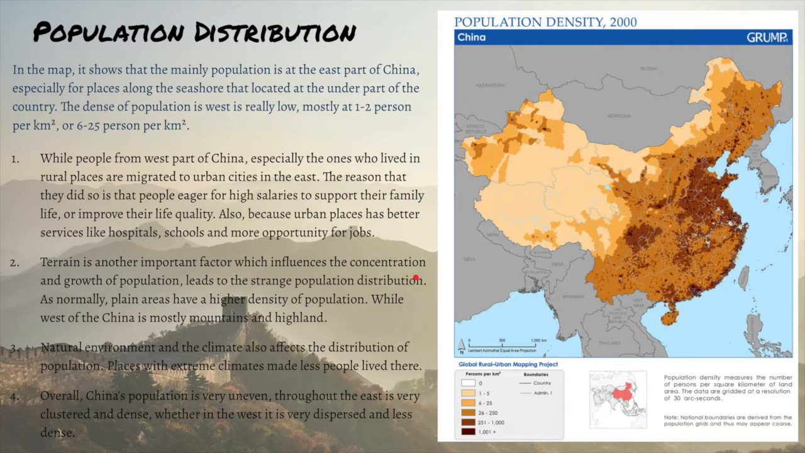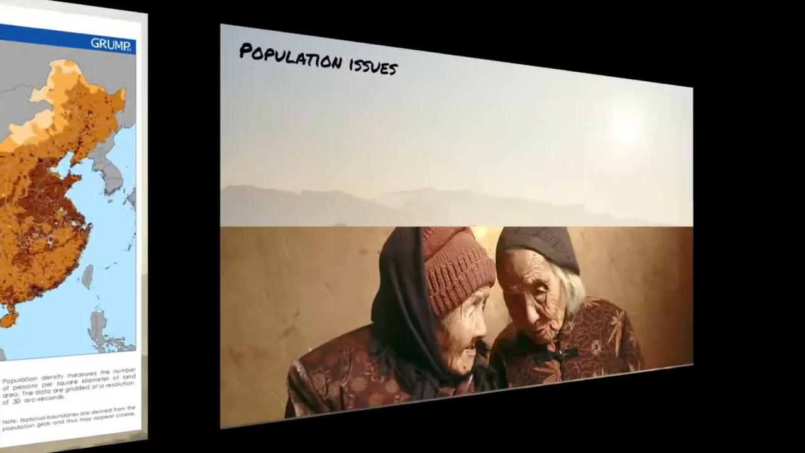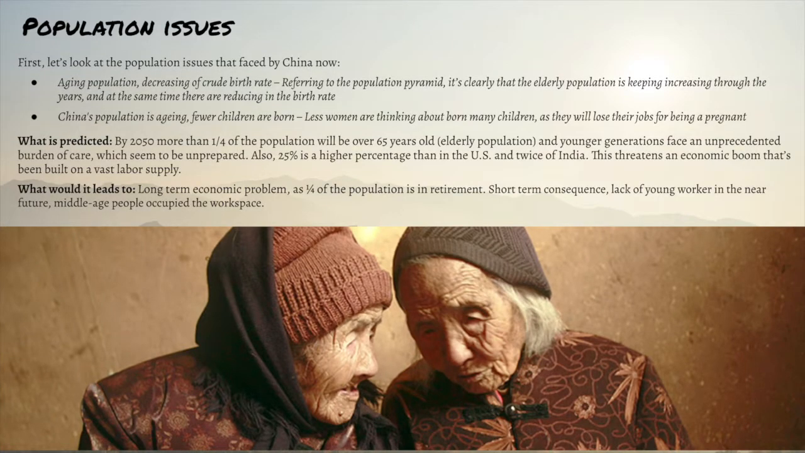Overall, China's population is very uneven: the east is very clustered and dense, while the west is very dispersed and less dense. Population is also related to the problems faced by China now, namely the aging population and the decreasing birth rate.